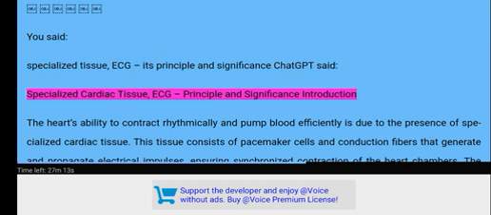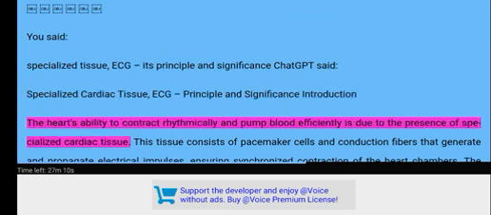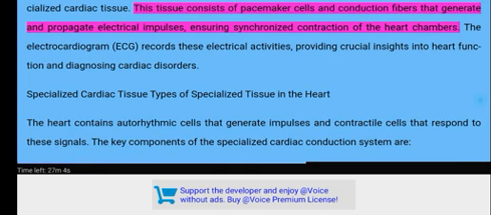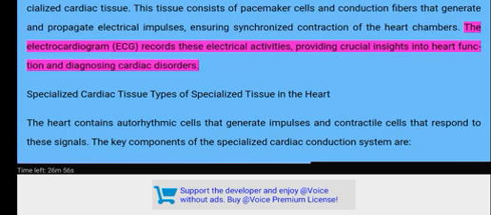Specialized cardiac tissue, ECG, principle and significance. Introduction. The heart's ability to contract rhythmically and pump blood efficiently is due to the presence of specialized cardiac tissue. This tissue consists of pacemaker cells and conduction fibers that generate and propagate electrical impulses, ensuring synchronized contraction of the heart chambers. The electrocardiogram, ECG, records these electrical activities, providing crucial insights into heart function and diagnosing cardiac disorders.